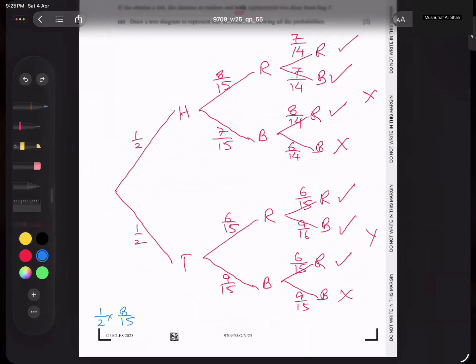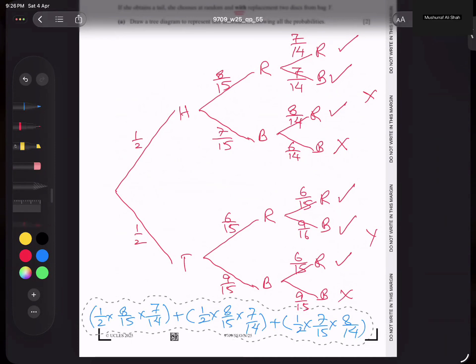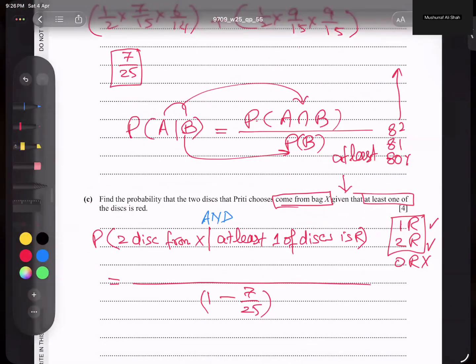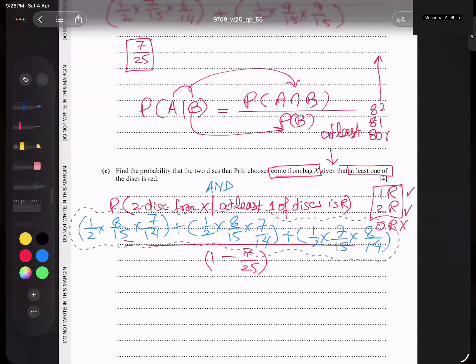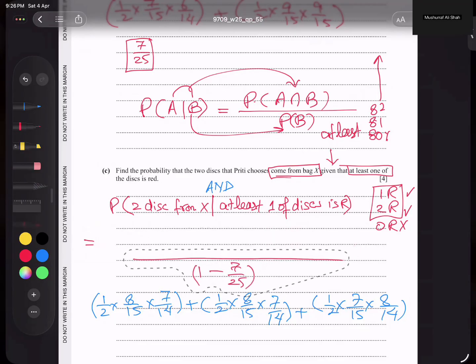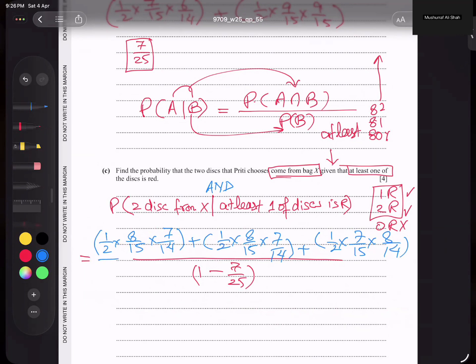I'm finding the top branch first of all. Half times 2, 8 over 15 into 7 over 14, plus branch number 2 I'm going for now. So half times 2, 8 over 15 into 7 over 14, plus half times 2, 7 over 15 into 8 over 14. And this answer will come in the numerator. Let me cut from here and paste here. Wait a minute, there is a little order problem. I am bringing this slightly back and this slightly down. Okay, and now I'm copying the whole thing. It comes here.